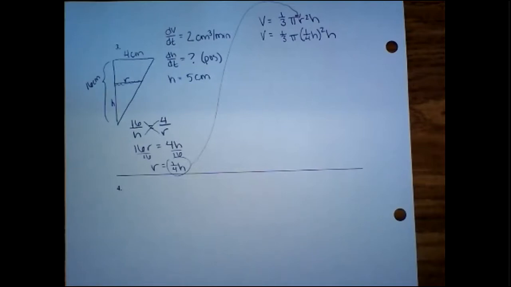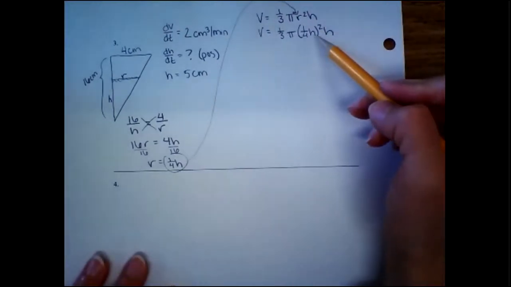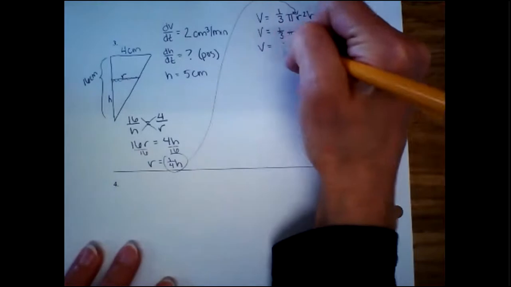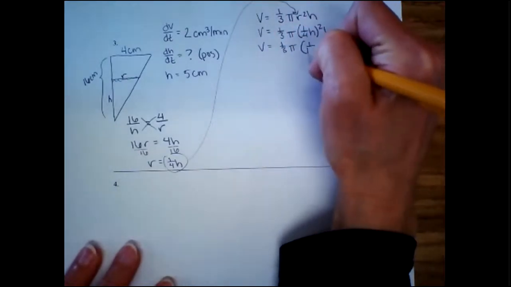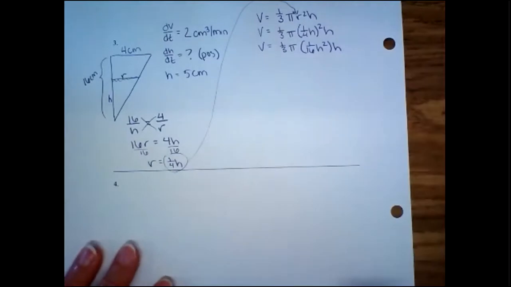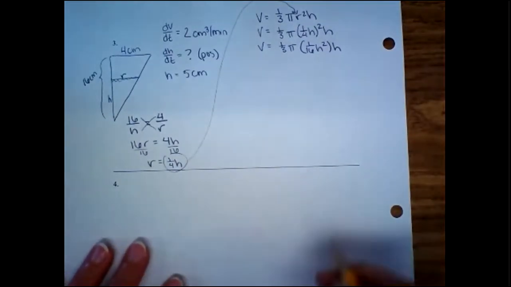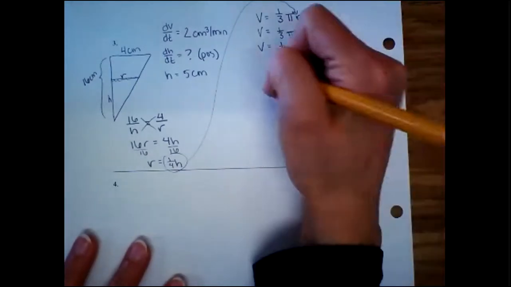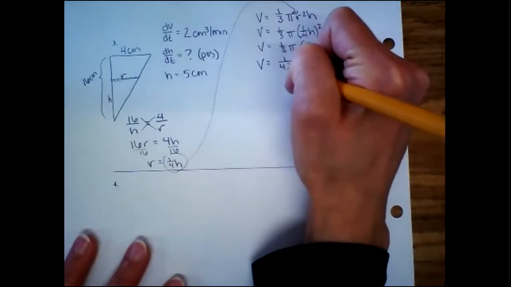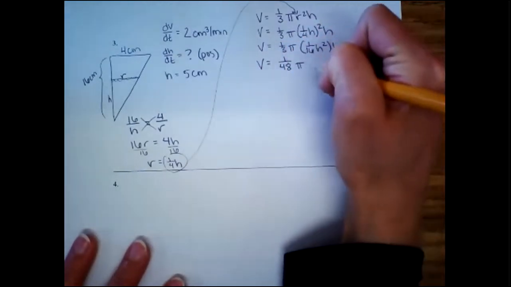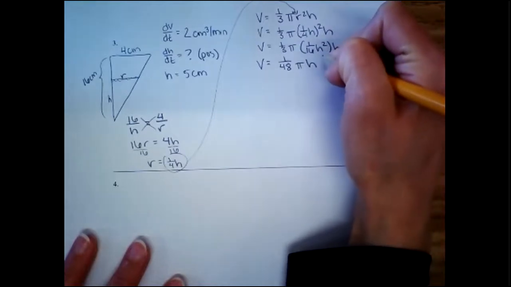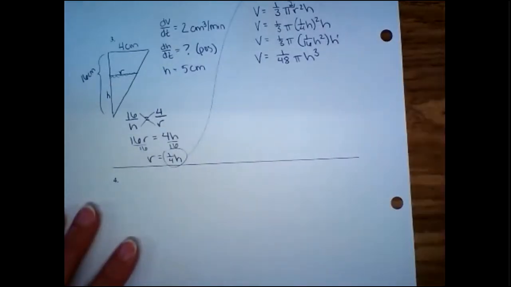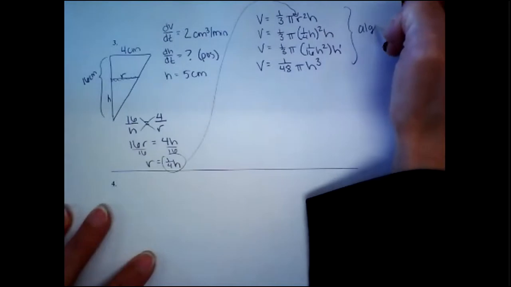What would you do first? Parentheses, and we're going to square what's in there. Perfect. Parentheses and exponent. So if you square what's in those parentheses, that would be 1/16 h squared. And then we're just going to multiply. Next would be multiplying these together. 1/3 times 1/16 would be 1/48 pi, and then it would be h to what power? 3rd. Good. That's correct. Perfect.